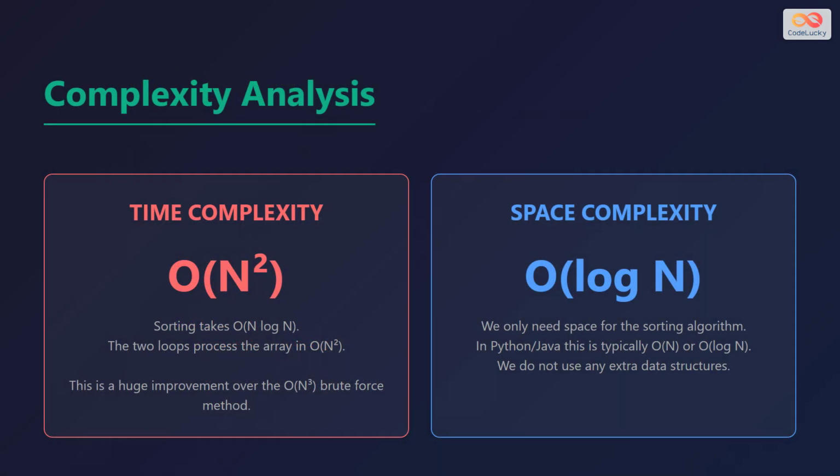Let's analyze the performance. Sorting the array takes O of n log n, and the two-pointer traversal takes O of n squared, because for each K, we iterate the rest of the array at most once. This gives us a total time complexity of O of n squared. This is significantly faster than the cubic brute force approach. The space complexity is O of log n or O of n, depending on the sorting implementation used by your language.